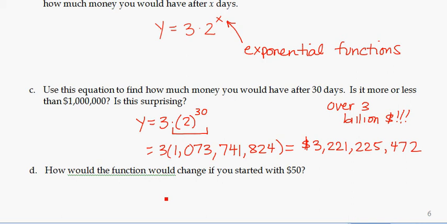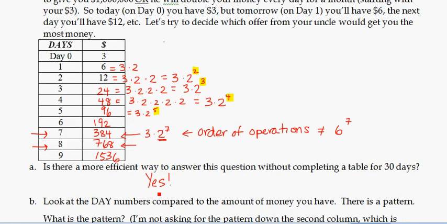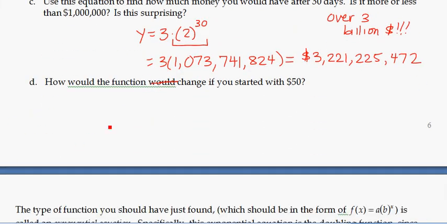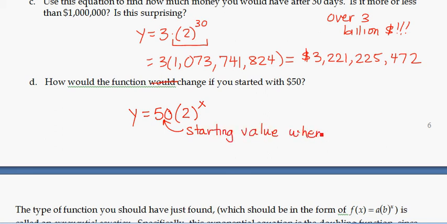All right, the last question on this page asks, how would the function change if you started with $50? Notice that in terms of the pattern here, the $3 didn't matter. That was the first value, but from that point on, we were doubling money. The 2 was being multiplied repeatedly every time. So hopefully you see that the function wouldn't change very drastically. It would just be $50 times 2 to the x. This value right here is our starting value when x is 0.